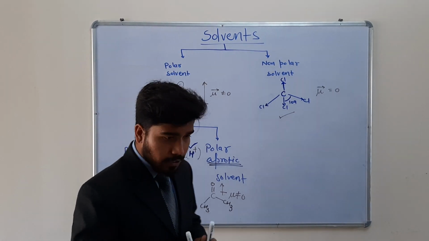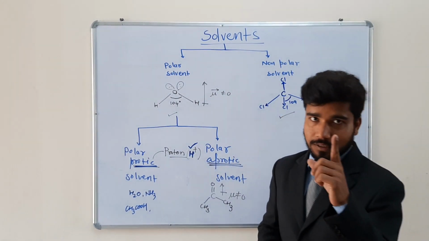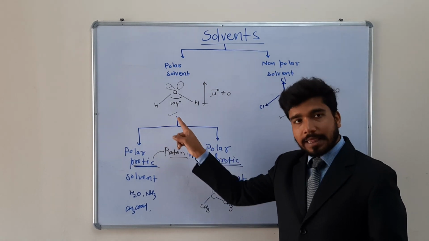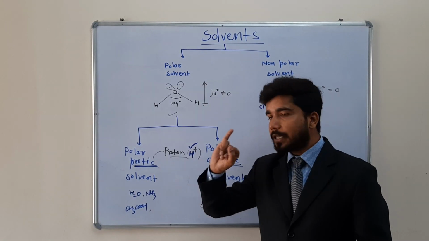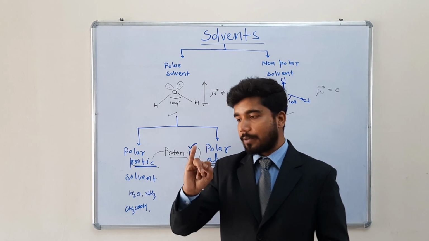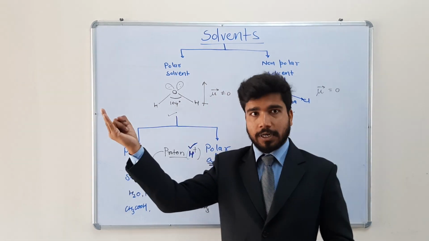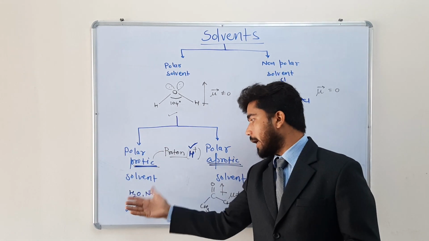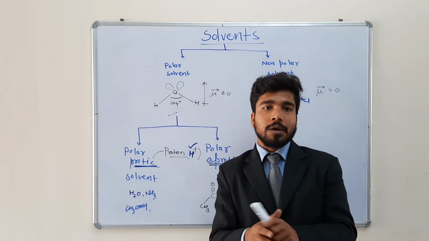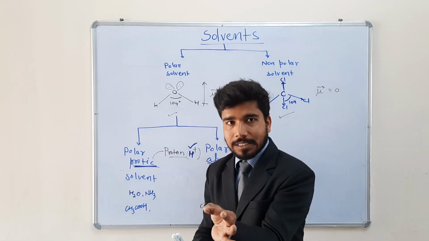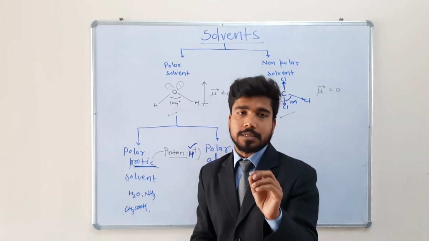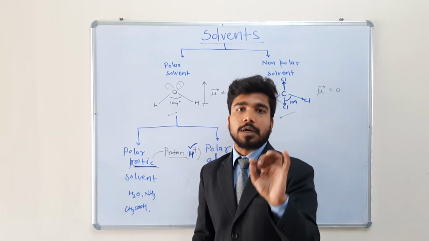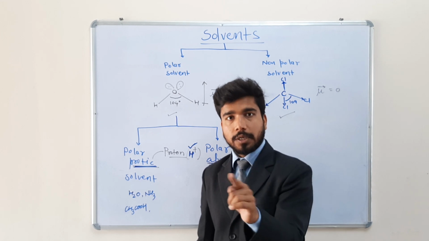I have used the term highly electronegative element, which is an important term. Only compounds which are polar and have a hydrogen atom attached with either oxygen, a highly electronegative element, or fluorine, the most electronegative element of the periodic table, or chlorine, bromine, iodine, or nitrogen. If a hydrogen atom is attached to these elements, that hydrogen is acidic in nature, which means it can leave the compound in the form of H plus. So the compound will be called a polar protic solvent.